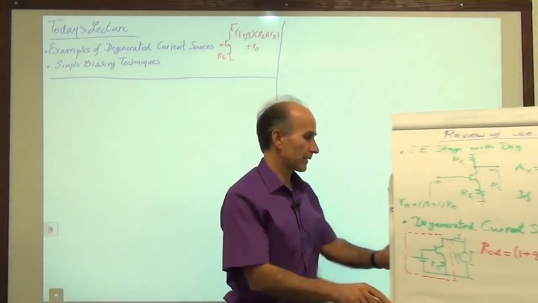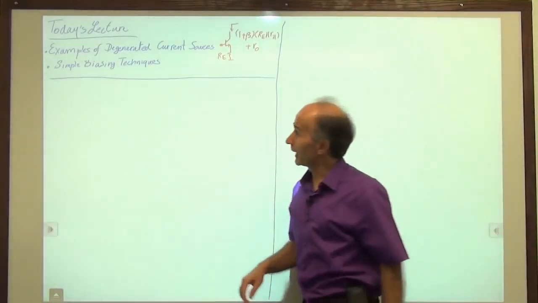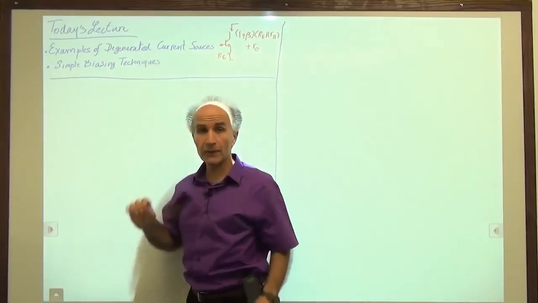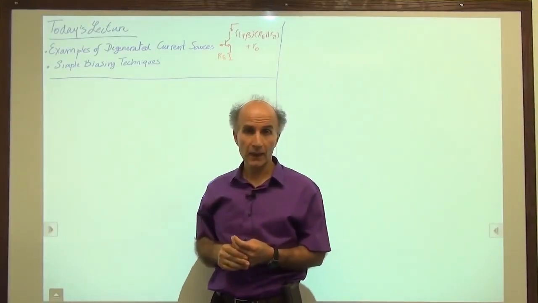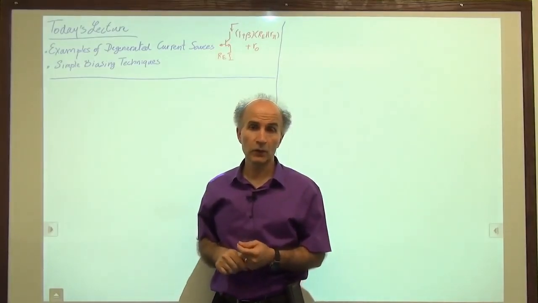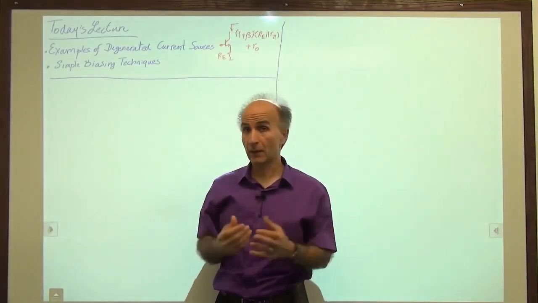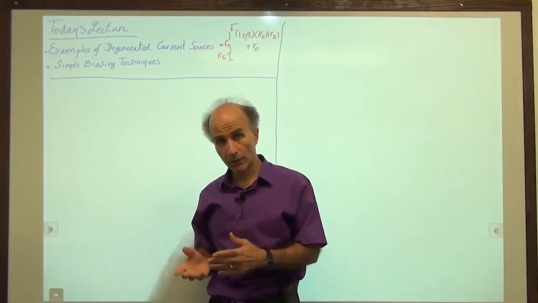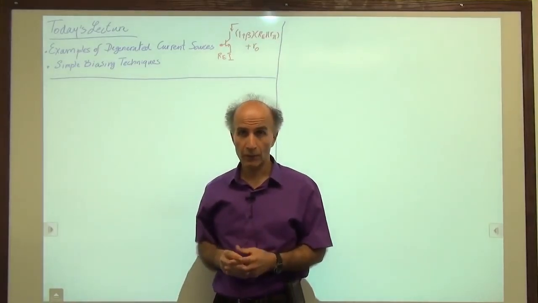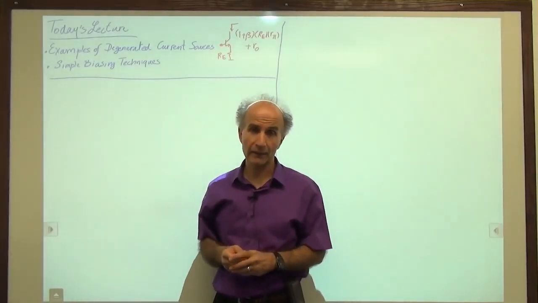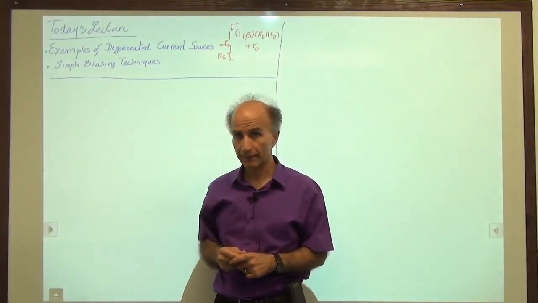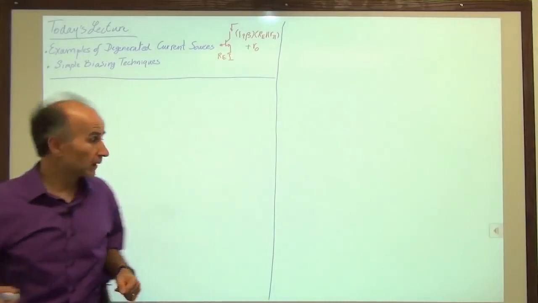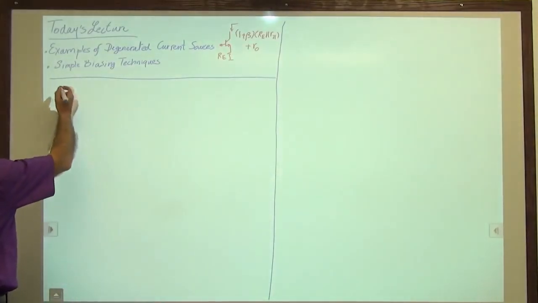All right, let's move on. And today we'll go over a few examples of the degenerated current source just to become more familiar with it. And then we will turn towards biasing a common emitter stage with degeneration or without. So far we haven't really spent much time on that, and we would like to look at the practical issues in biasing. All right, so we will go over a few examples of degenerated current sources.